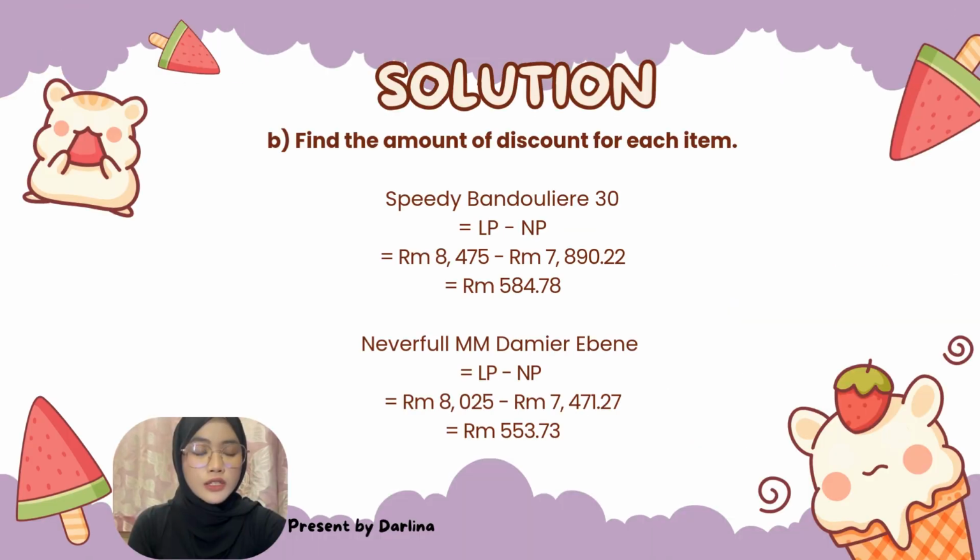This is the solution for case study 2, question B. Find the amount of discount for each item. Speedy Bundle 30 equals LP minus NP equals RM8,475 minus RM7,890.22 equals RM584.78. Neverfull MM Demir Eben equals LP minus NP equals RM8,025 minus RM7,471.27 equals RM552.73.